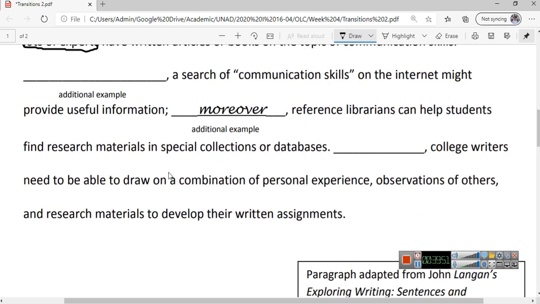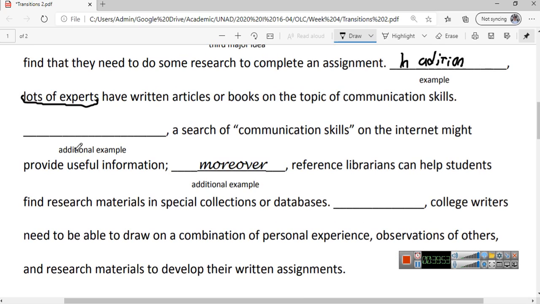Another example. And we're almost over. So this one also has the subject, a search of communication skills on the internet. Can I use, for example, a search of communication skills? I know that I can use, for example. However, I don't want to be repetitive. Laura, which one would you use to give an example about a search of communication skills?